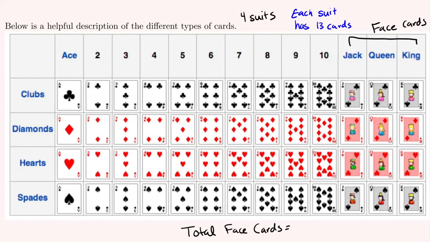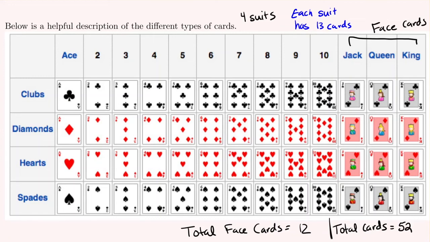3, 6, 9, 12. So keep in mind there's 12 total face cards. How many total cards are there in all? Well, each of the suits has 13 cards, so there's 13, 26, 13 more is 39, plus 13 more is 52. So there's 52 cards in all, split into 4 suits.